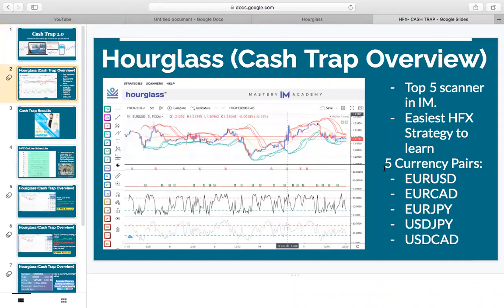So this is the overview: top 5 scanner in IM, easiest HFS strategy to learn. 5 currency pairs. I'm pretty sure they should be adding more currency pairs on there in the future, but right now we only got a few to work with, right? So when we're trading on Pocket Options or any of your brokers, you want to make sure the payout percentage is higher than 70%.